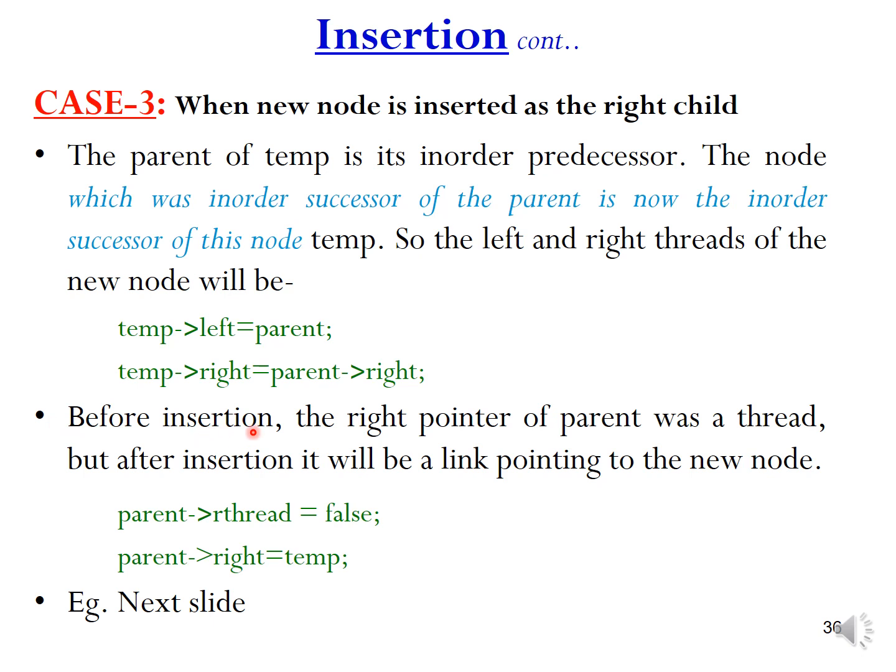So before insertion the right pointer of the parent was a thread, but after insertion, it will be a link. Earlier it was a thread, but now after insertion, it will be a link pointing to the new node. It can be shown like this: parent right thread will be false, and parent right will be temp. We can see it with the help of the figure in the next slide.